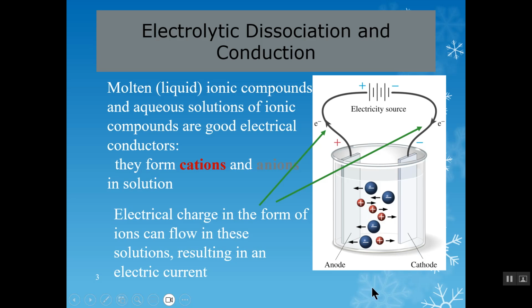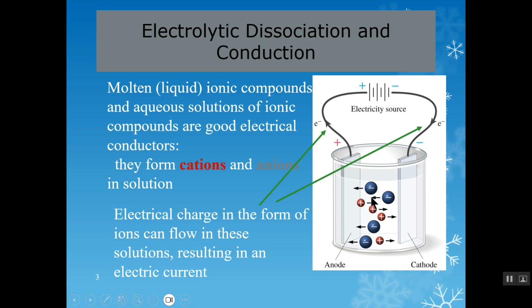Let me describe what's happening here. We have the electricity source, and there are two poles of the electricity source, the positive and the negative. The positive pole is connected to this piece of metal, so this would be positive as well. We call this the anode. And this part, which is connected to the negative end of the electricity source, is also negatively charged, and this is called the cathode.